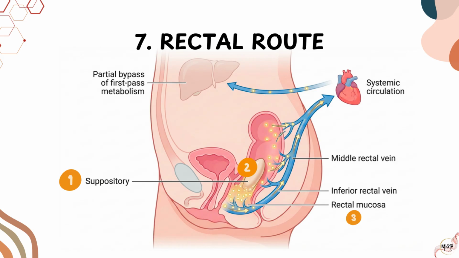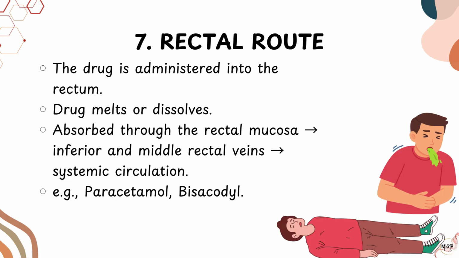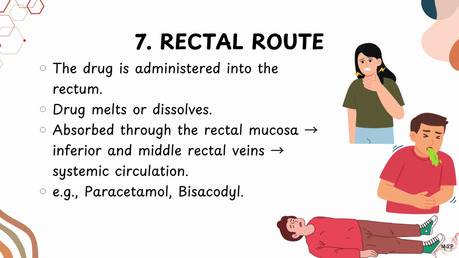From there, it enters the inferior and middle rectal veins, allowing the drug to partially bypass the liver's first-pass metabolism and reach systemic circulation. This route is especially useful when patients cannot take oral medications due to vomiting, unconsciousness, or difficulty swallowing. Common examples include paracetamol for fever and bisacodyl as a laxative.